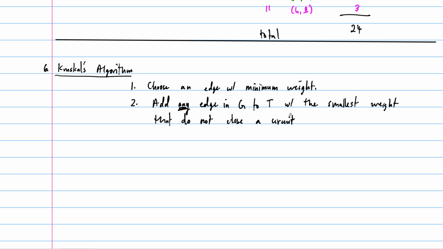So one at a time, we add edges of the smallest weight. We don't even care how they come together. The only thing we care about is that they don't close a circuit. And so part 3 here is to continue until n minus 1 edges have been added.